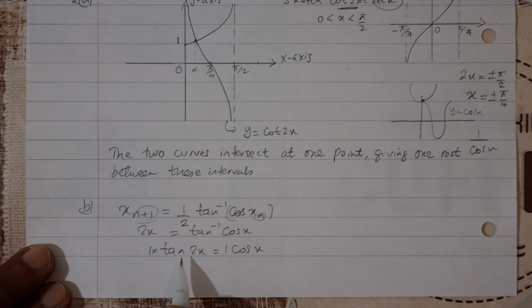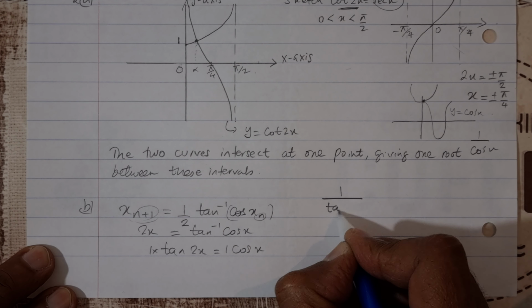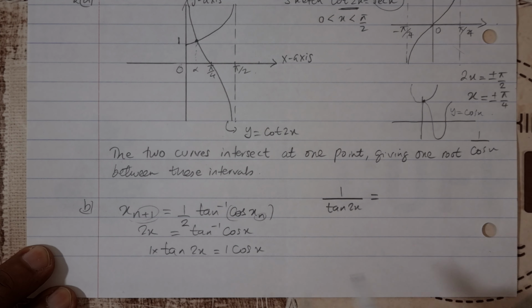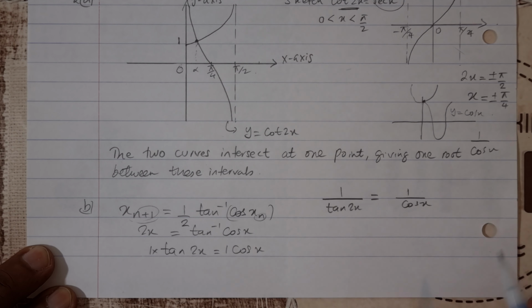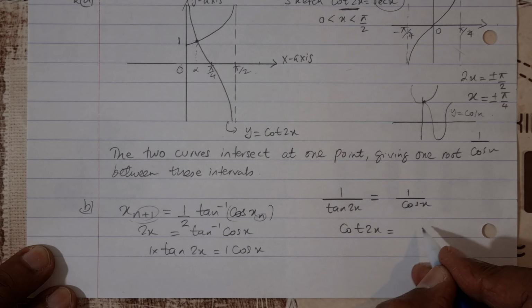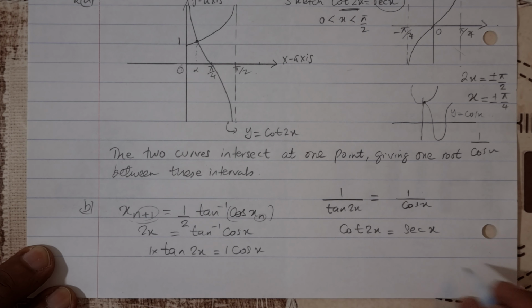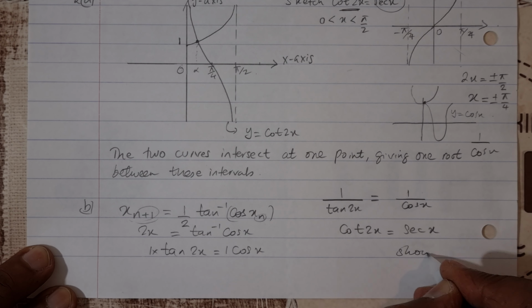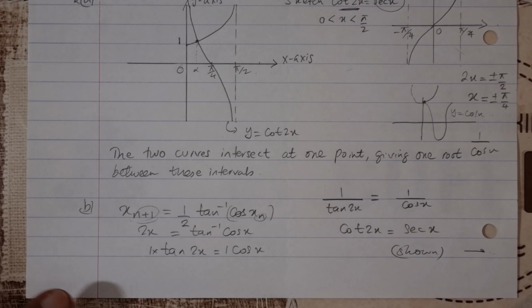So I can say then 1 over tan of 2x is equal to 1 over cos of x. And 1 over tan of 2x is cot of 2x. And so cot of 2x is equal to 1 over cos, which is sec of x. And so therefore it has been shown that it converges to the root in part A. So this is the second part of the question. Take care.